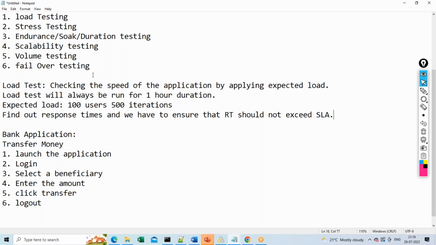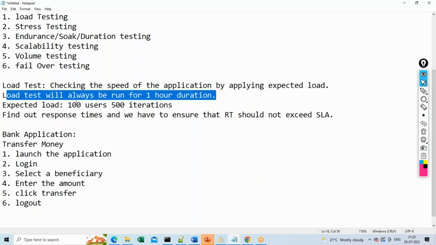So overall, the load test is all about checking the speed of the application by applying the expected load, and the load test will always run for 1 hour duration.